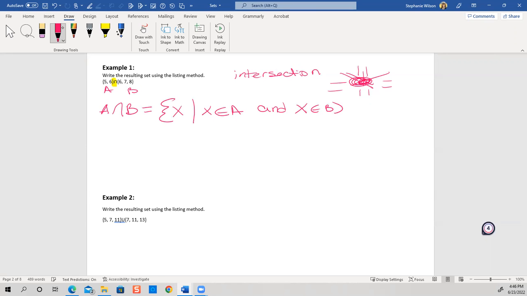So let's write it as those elements. If you look at them in this group here, in A I have, let me just write it so you can see it, 5 and 6. In B, I have 6, 7, and 8. And the intersection literally means, what do they share? They both share a 6. So the intersection of A and B is going to be 6.